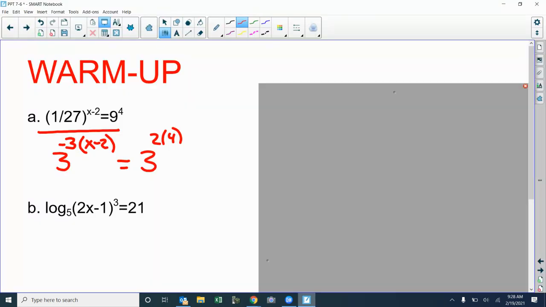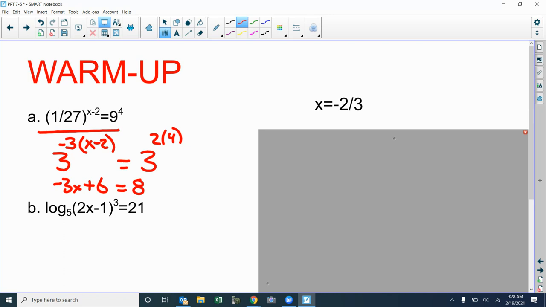All right, once we get the same base there, we can drop that base, okay? So now you're gonna distribute that, it's gonna be negative 3x plus 6, right? Because negative is gonna be equal to 8. So then solving that, you minus 6 and divide, you should get negative 2/3 there. See if you can do that next one, log.